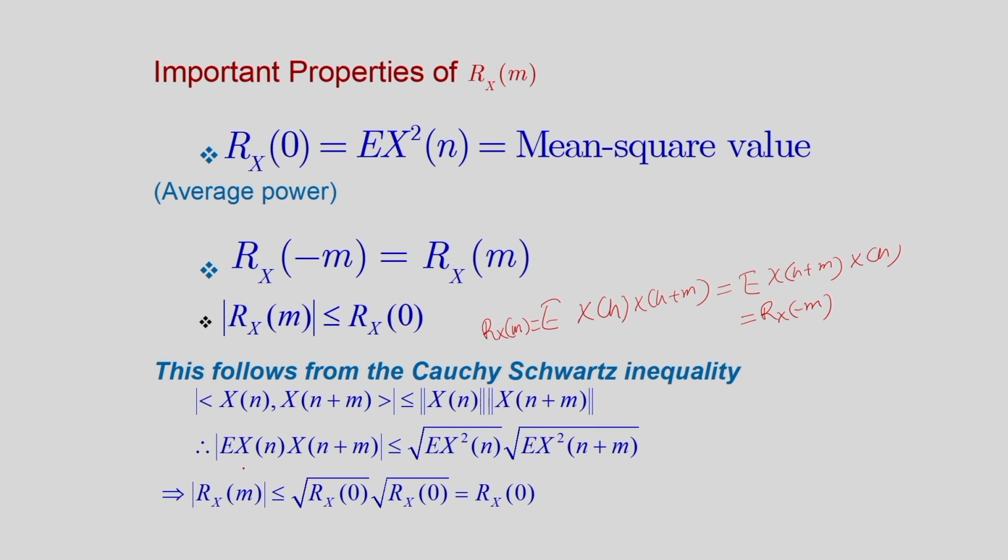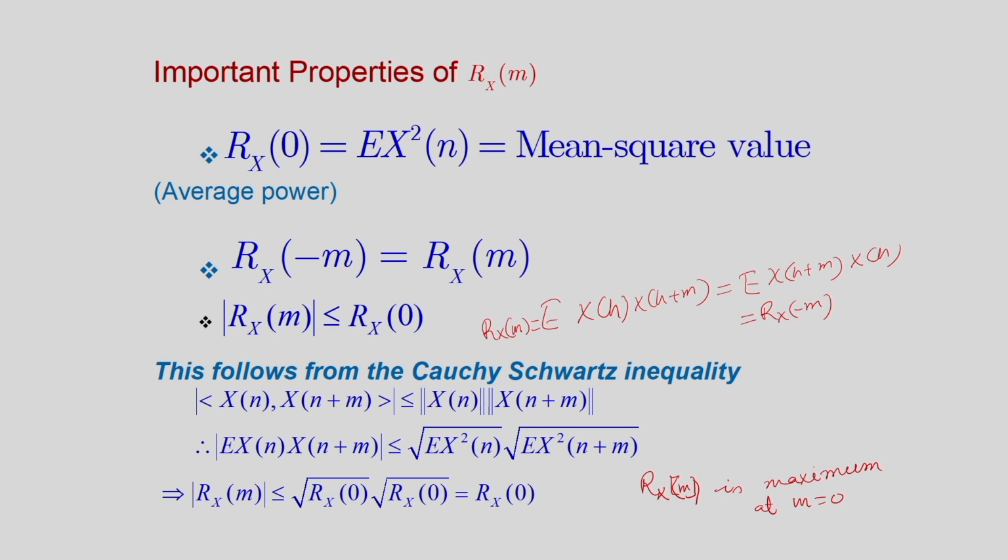Therefore, this quantity is the autocorrelation function: the magnitude of Rx of m is less than or equal to the square root of Rx 0, times the square root of Rx 0. The second one is also Rx 0, because it is the product of x of n plus m into x of n plus m, so the lag will be 0. That way both square roots together give Rx of 0. So, what we have seen is that the magnitude of Rx of m is less than or equal to Rx of 0. That means the autocorrelation function has a maximum at the origin, at m equal to 0.